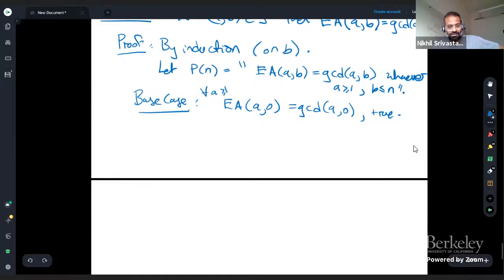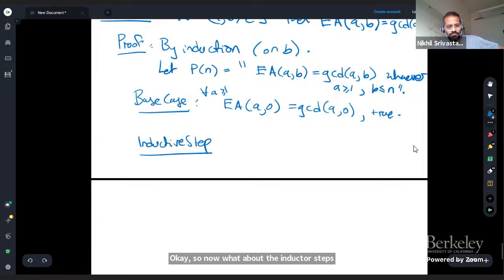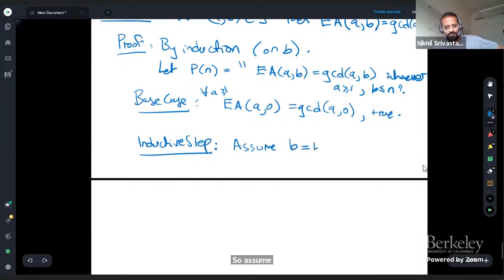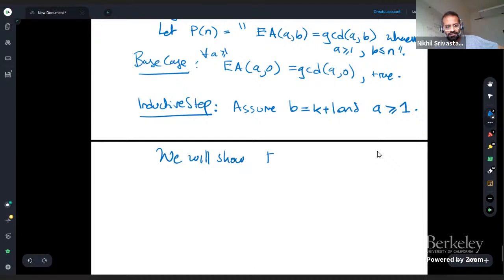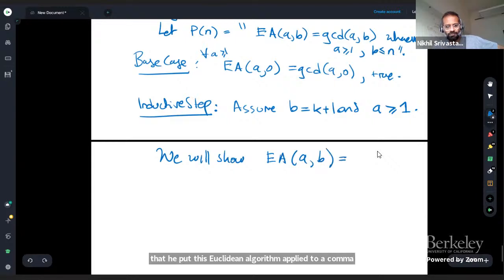Okay, so now what about the inductive step? Okay, so we need to, so assume B is equal to K plus 1. So we need to show that, assume B is equal to K plus 1 and A is just any number bigger than 1. So we will show that this Euclidean algorithm applied to A comma B is equal to the GCD.